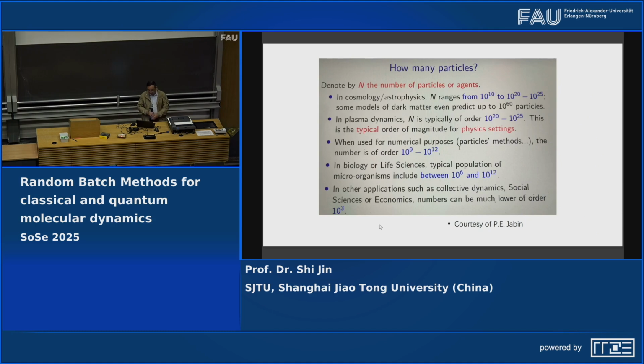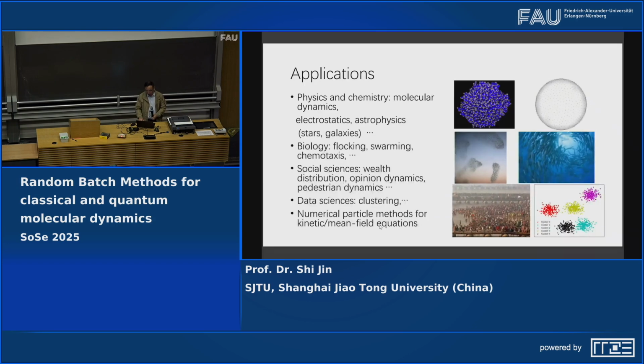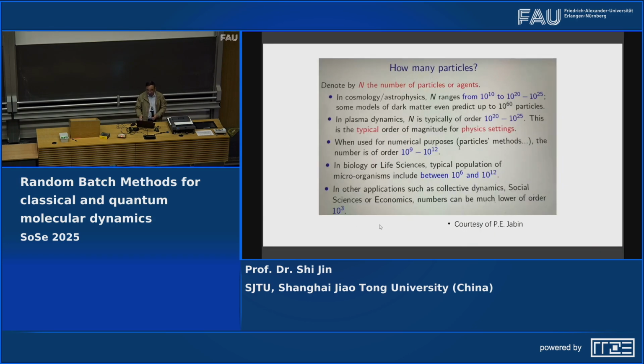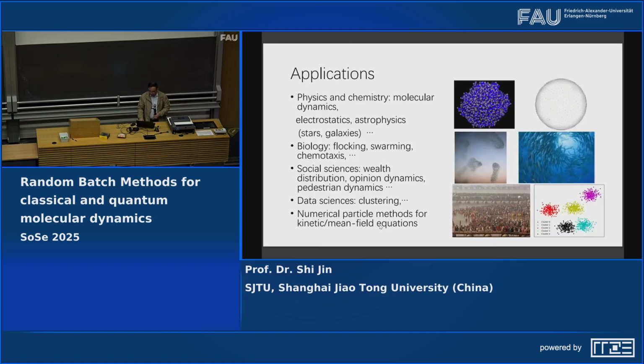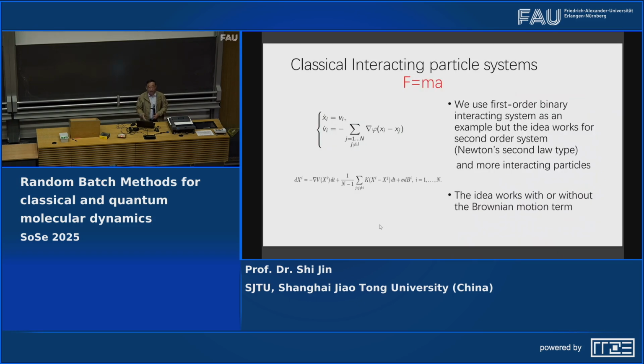The difficulty here is actually the size of the problem. Notice that we have a big summation, and the number of particles is usually astronomical. For example, in cosmology and astrophysics, N can be as high as 10 to the 20. In plasma, it's also 10 to the 20. With numerical particle methods, the largest computation you can do is 10 to the 9 to 10 to the 12. There are many other applications. So the difficulty is that we have to add a lot of terms. It's really the size of the problem.